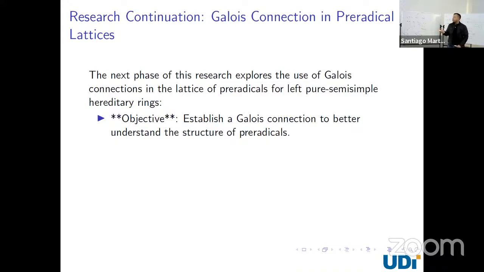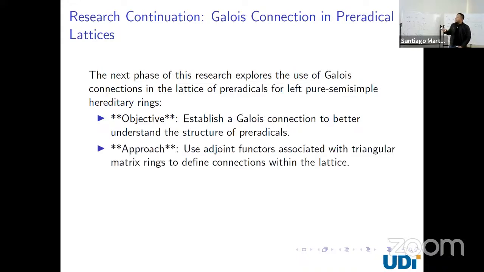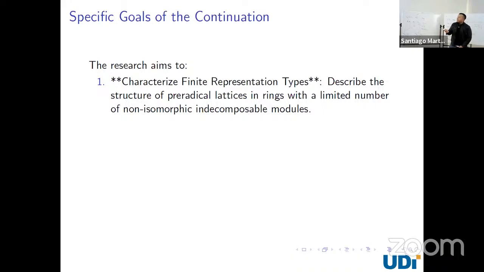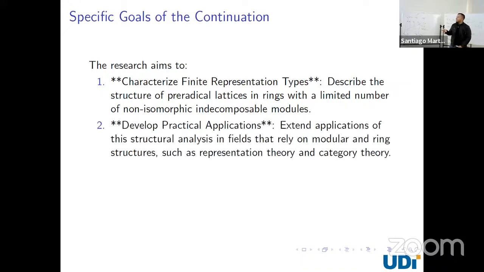Now in our research, we are currently working to establish a Galois connection to better understand the structure of the radicals. And we can establish this by using adjoint functors associated with triangular matrix rings to define connections within the lattice. And what do we expect? Well, to get insight into how the radicals interact in rings with finite representation type and deepen the structural analysis. What we want to do is characterize finite representation type first, because it's easier, let's say. It's not easier, but it's less complicated than the general case.